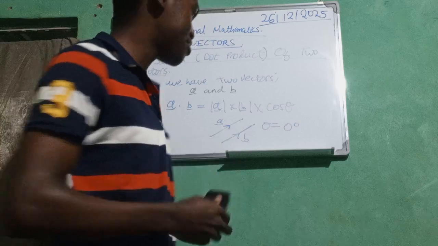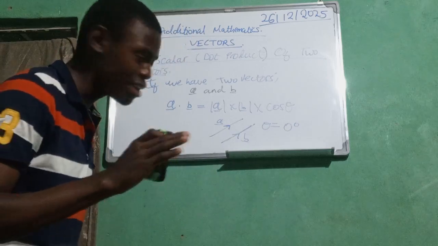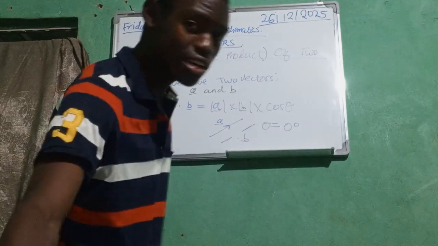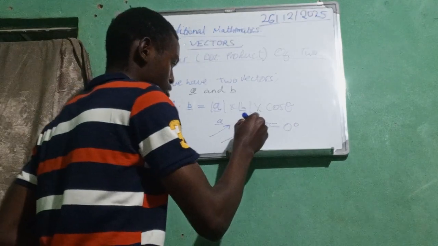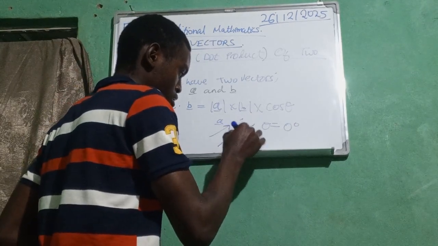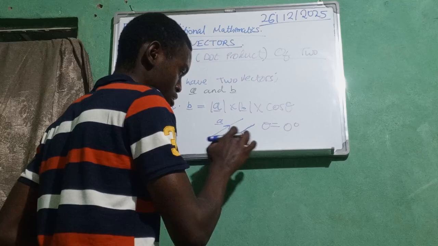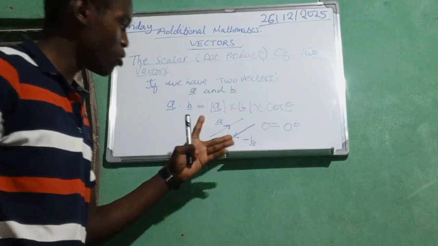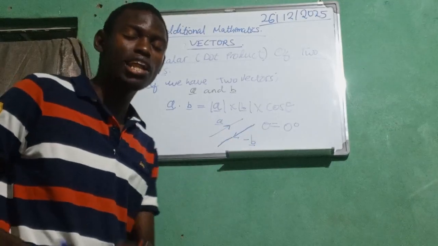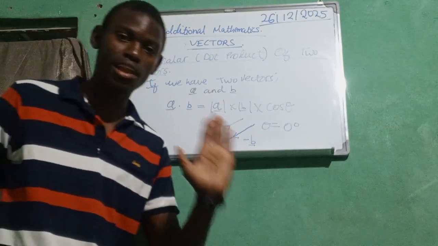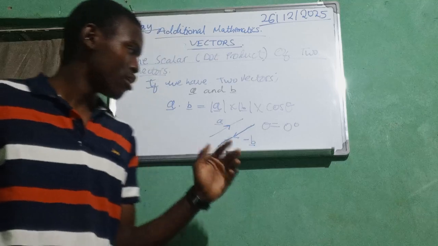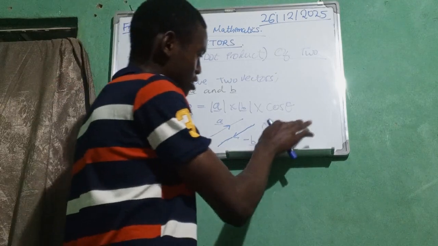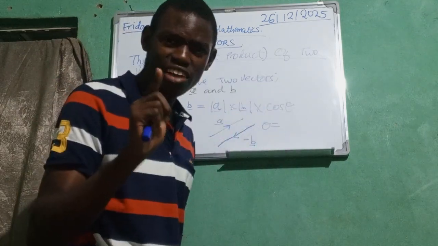and in opposite directions, so we can have this vector B, and the negative of vector B. These two are parallel and in opposite directions. Another thing you need to notice is that they have the same length. So two vectors that are parallel in opposite directions, theta will be equal to 180 degrees.